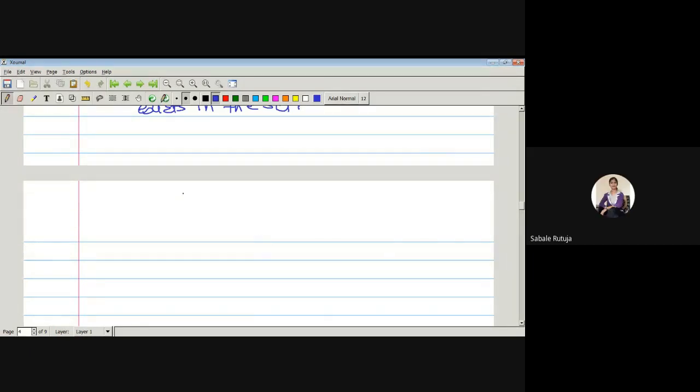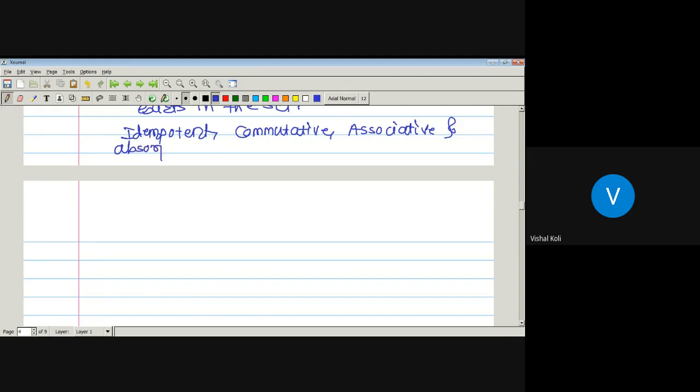Idempotent first, commutative second, associative third, and the last one is absorption. So join and meet are the two operations which also hold these conditions, that is idempotent, commutative, associative, and absorption law. Okay, so this should be the actual definition.